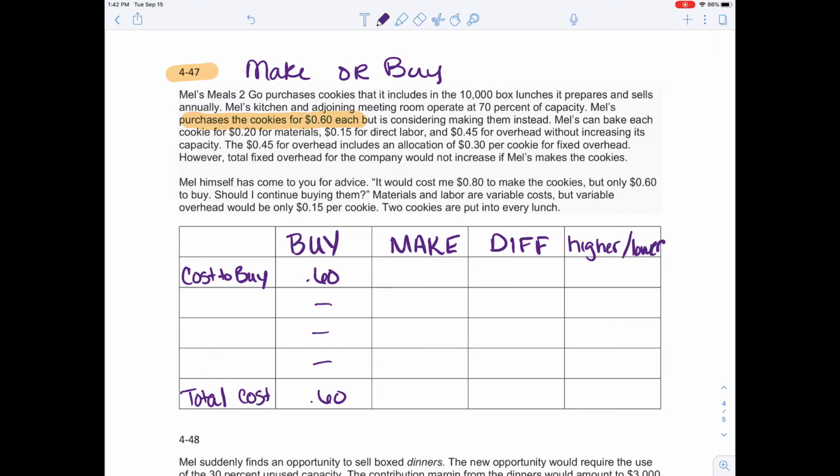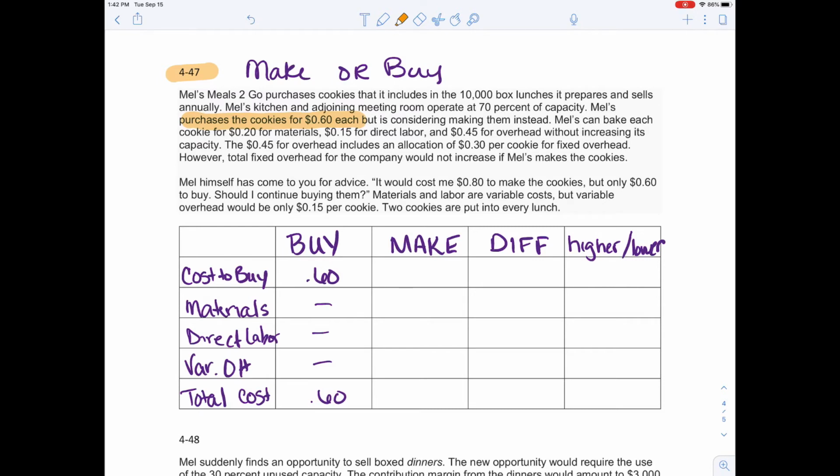Now for making it, we have those 3 product costs. We're going to look at our materials, the direct labor, and our variable overhead. Now it does tell us that somewhere, it says there's 45 cents of overhead, which includes 30 cents for fixed overhead.